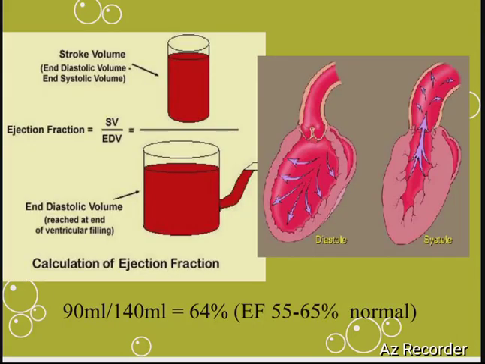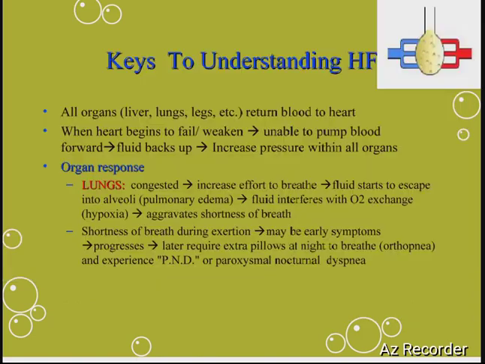Stroke volume is the end diastolic volume minus the end systolic volume. Ejection fraction is SV by EDV. End diastolic volume is reached at the end of the ventricular filling. Calculation of ejection fraction will be 90 ml by 140 ml, equal to 64%. EF of 55 to 65 will be the normal one.